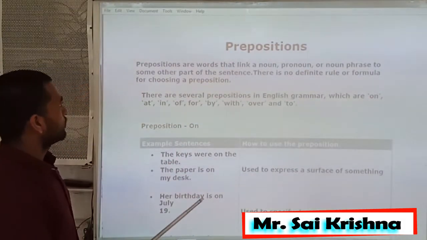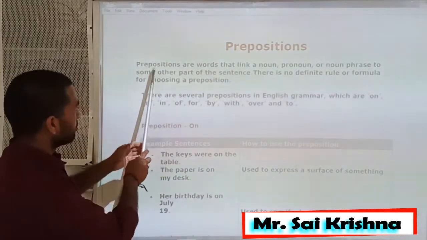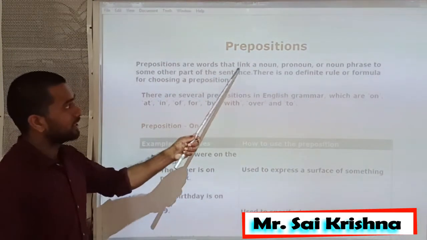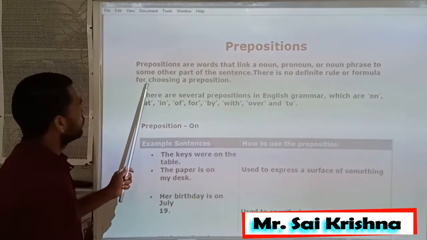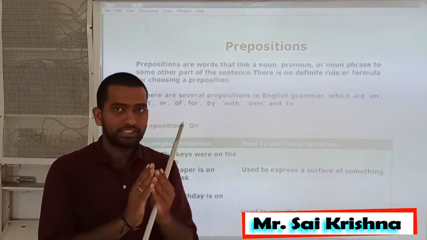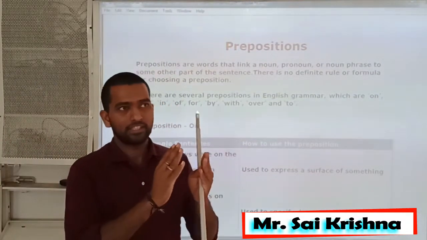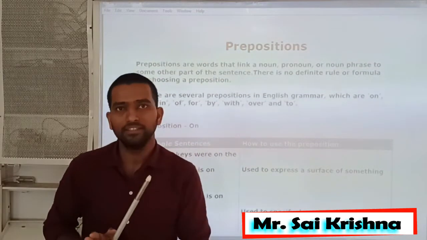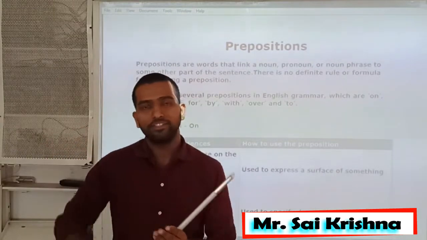Okay? So first, what is the definition of preposition? Prepositions are words that link a noun, pronoun or noun phrase to some other part of the sentence. It means a preposition links a noun, pronoun or any noun phrase, particularly we can say a subject phrase, which is in a relation with the other part of a sentence.